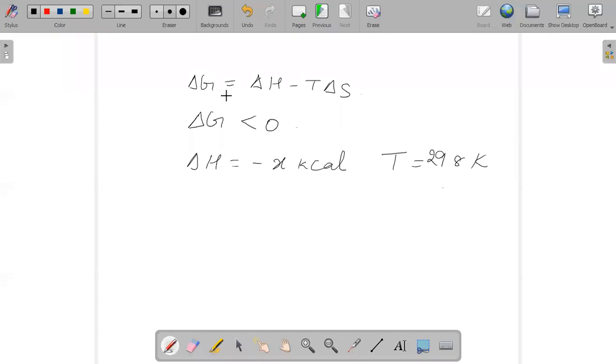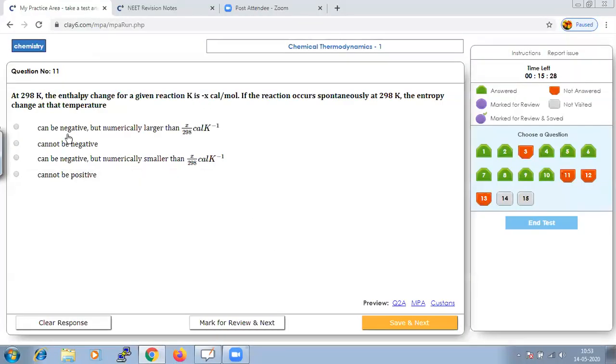So it is very simple. If we substitute the value of delta H and the T value in it, we could conclude that delta S will be negative, but it will be less than X by 298 calorie per Kelvin. It will be negative, but the value should be lesser than X by 298. So negative, but numerically it is smaller than X by 298. Hence our option should be, let us save that.